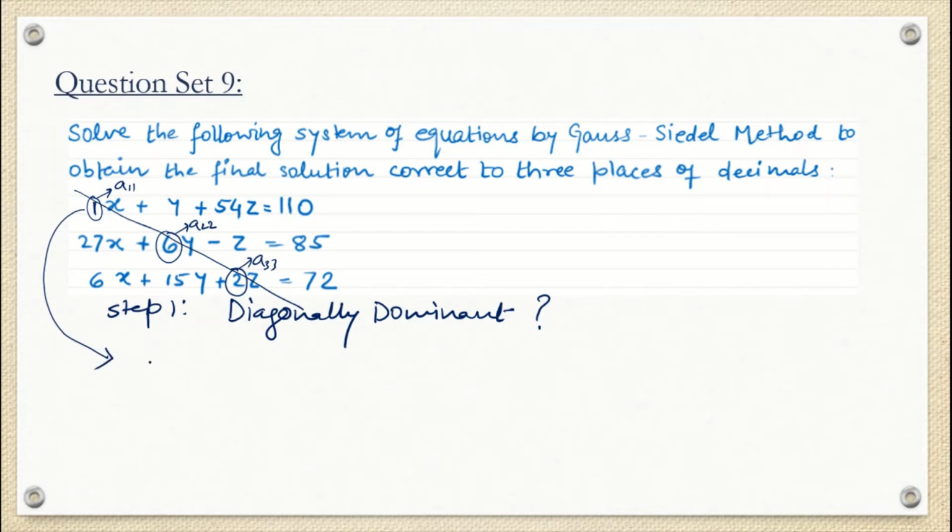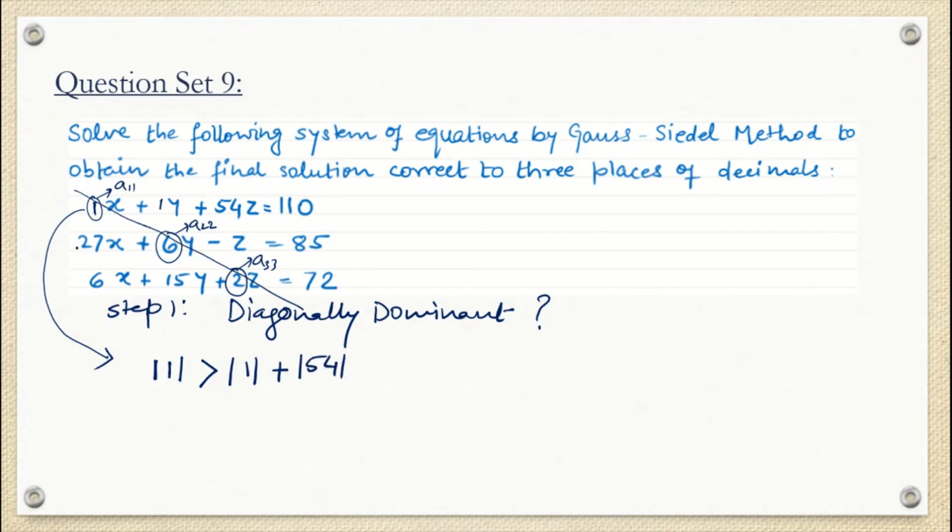The element which is present on the principal diagonal is 1. So the absolute value of 1 should be greater than the summation of the absolute values of all other elements. Here again, nothing is written, that means 1. So the magnitude of A11 is 1, the magnitude of A12 is 1, and similarly the magnitude of A13 is 54.